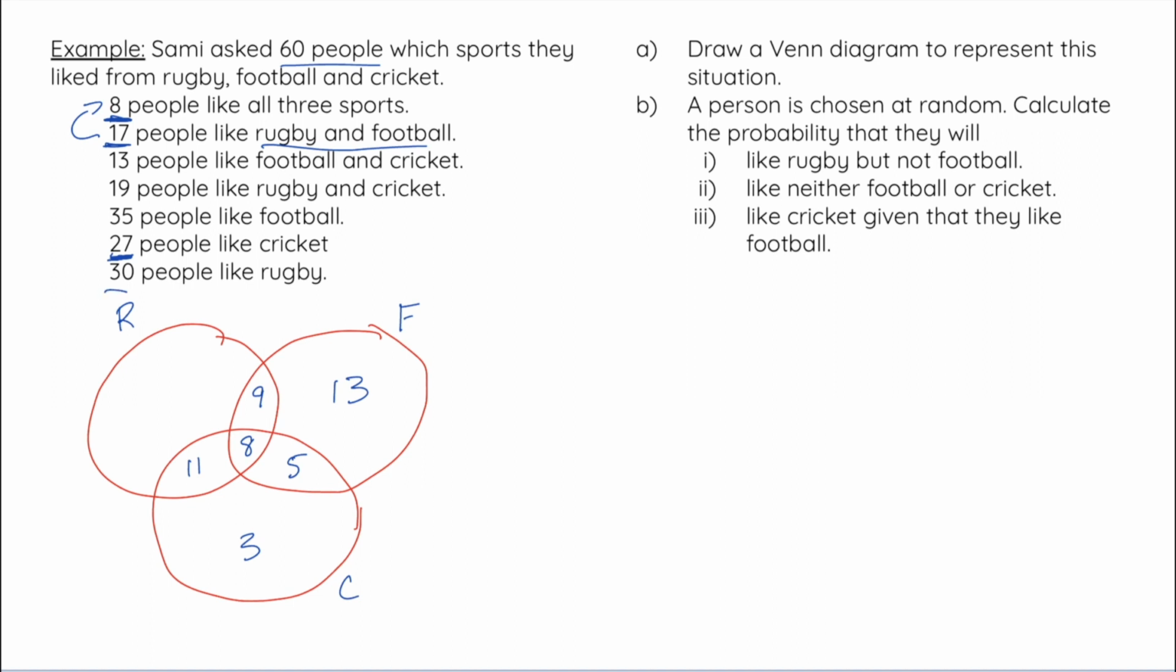And then rugby, we have 30 people that like rugby, and we already have 28 here. So that means only 2 are going to like just rugby.